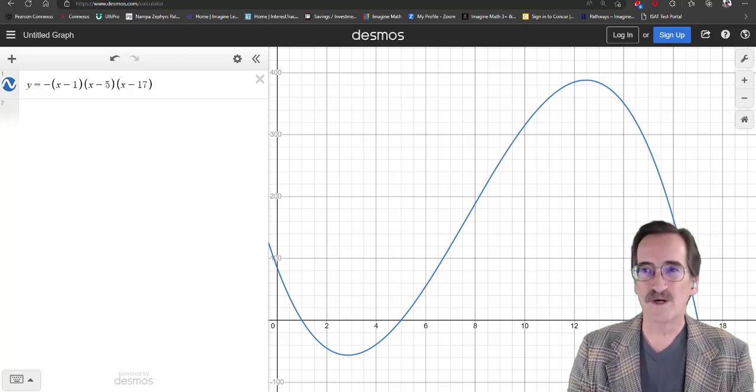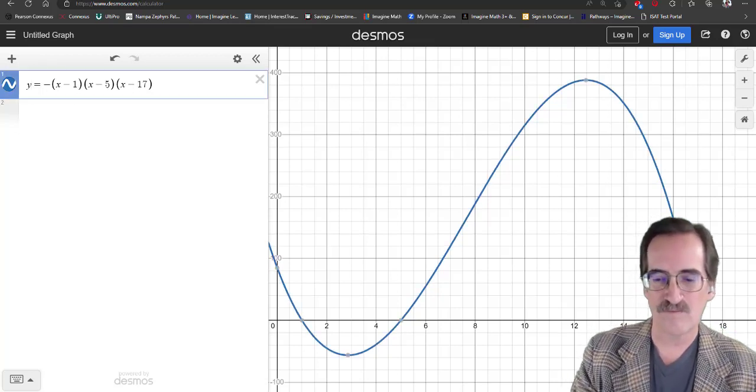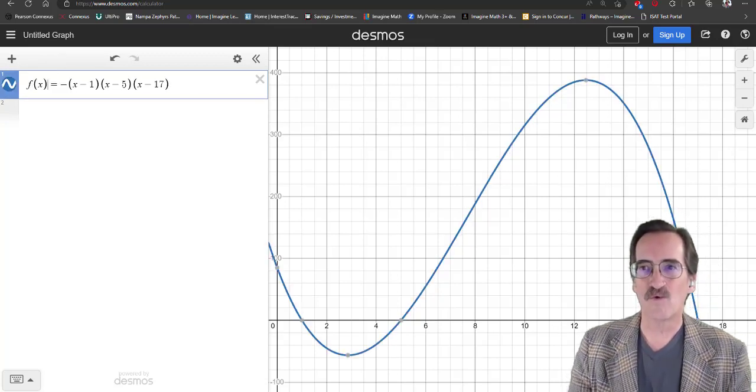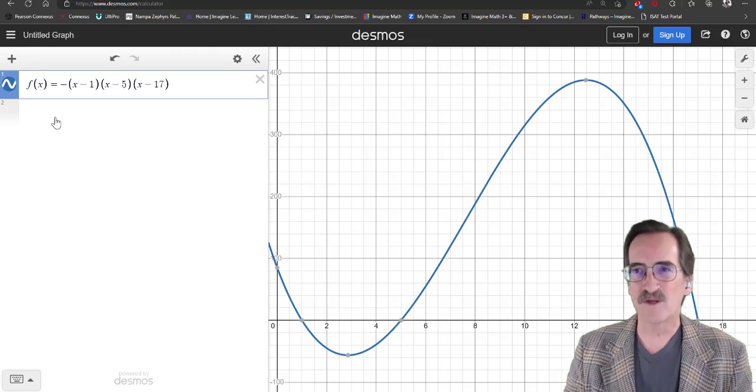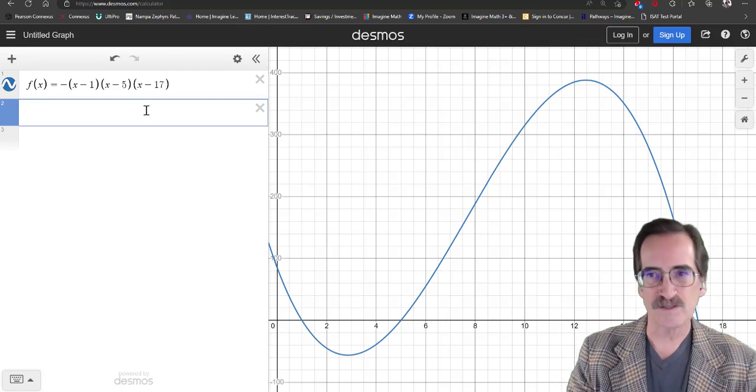All right, so let me go ahead and set this problem up. I've got on the screen the function, and if we want to be consistent, f of x equals negative quantity x minus 1, quantity x minus 5, quantity x minus 17. And the graph is shown. And we're going to evaluate the area under the curve between the values of 6 and 16.